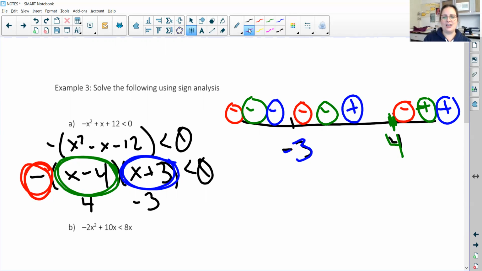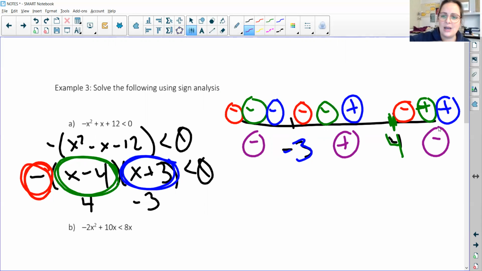So looking at that area below -3, you have a negative times a negative times a negative. A negative times a negative is a positive, and a positive times a negative is overall a negative. So if you have an odd number of negatives, the result is a negative. If you have an even number of negatives, the result is a positive. So this section here would be a positive: a negative times a negative is a positive, and a positive times a positive is a positive. And that area above 4, you only have 1 negative, so the overall result is a negative.